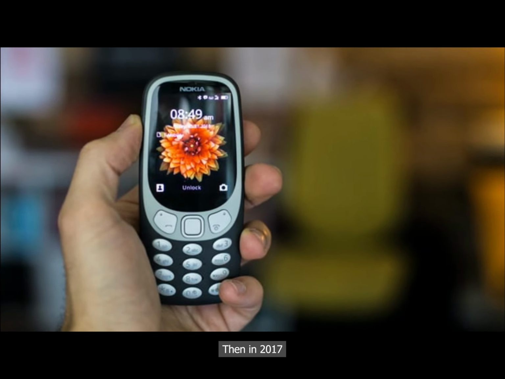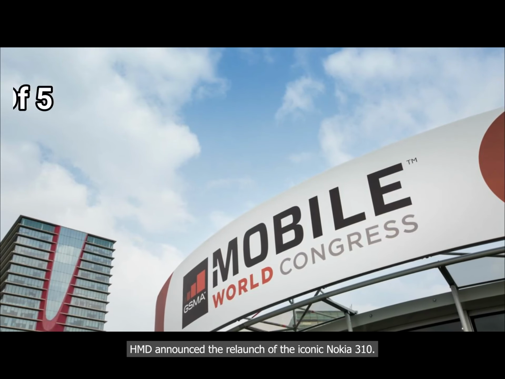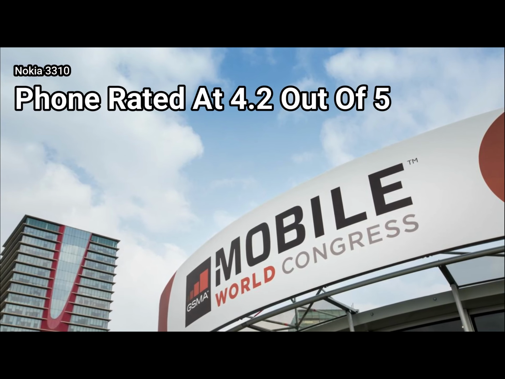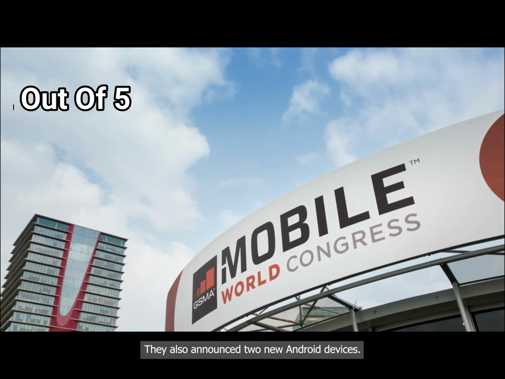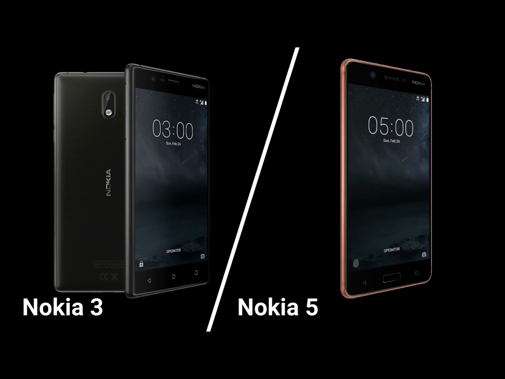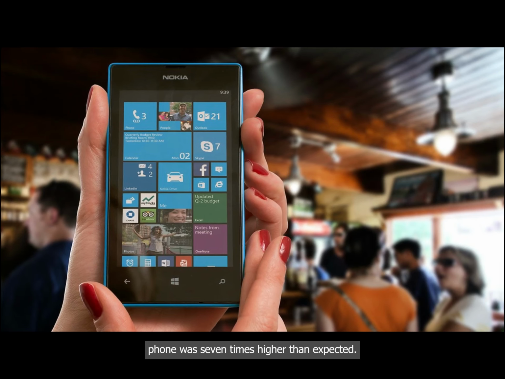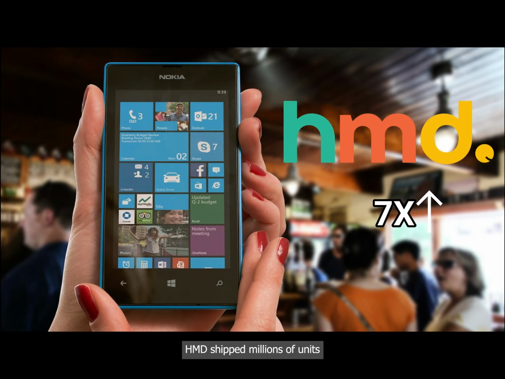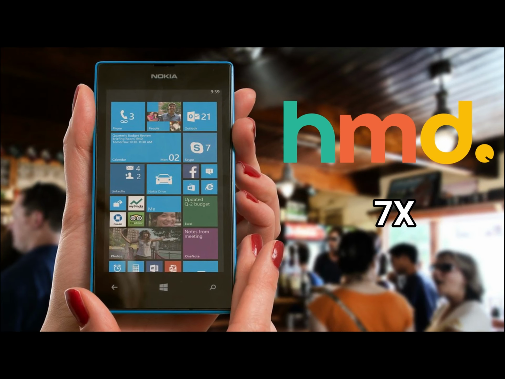Then in 2017 at the Mobile World Congress, HMD announced the relaunch of the iconic Nokia 3310. The phone was rated at 4.2. They also announced two new Android devices, Nokia 3 and Nokia 5. In 2017, the demand for Nokia's phone was 7 times higher than expected. HMD shipped millions of units of the 3, 5, and 6 across the world.